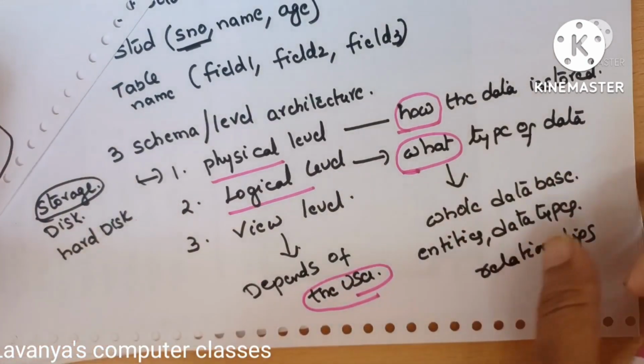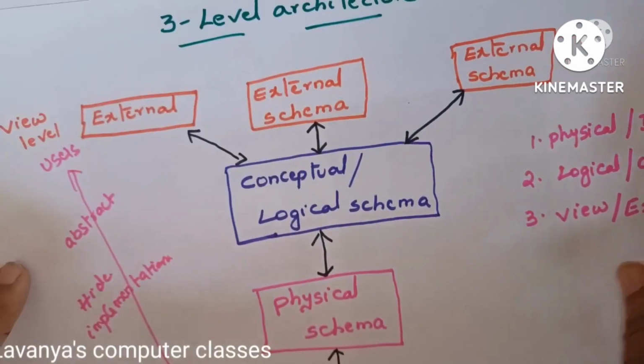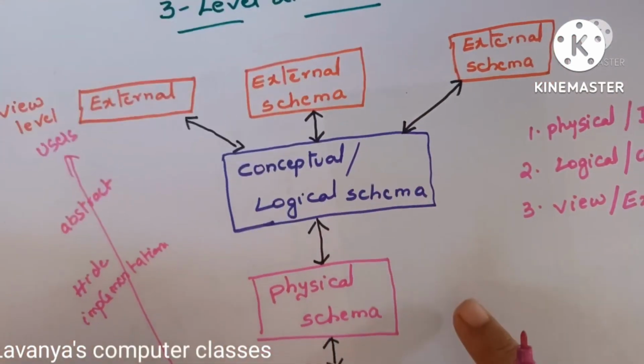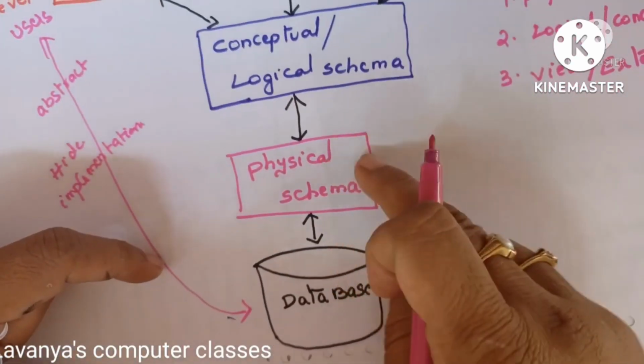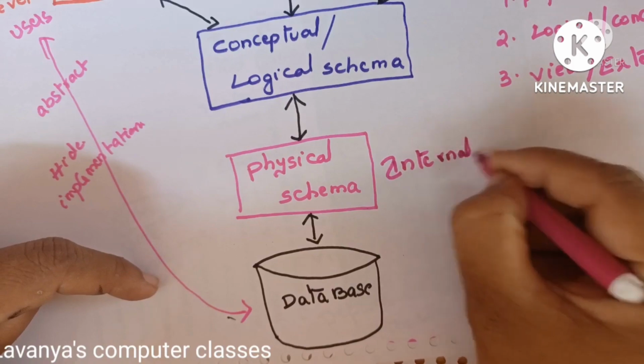So all of this is known as the 3 level architecture. The 3 level architecture depends upon this. We go for physical data independence also. The main concept of this 3 level architecture is data independence.